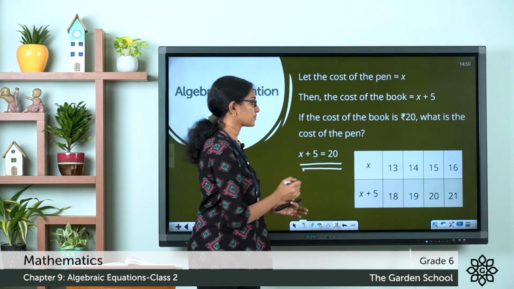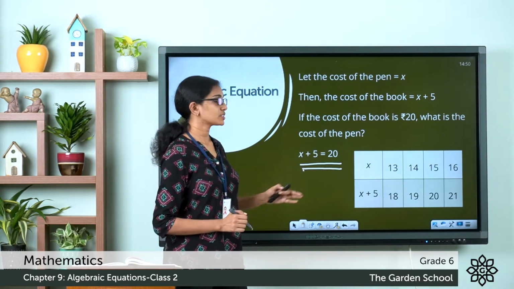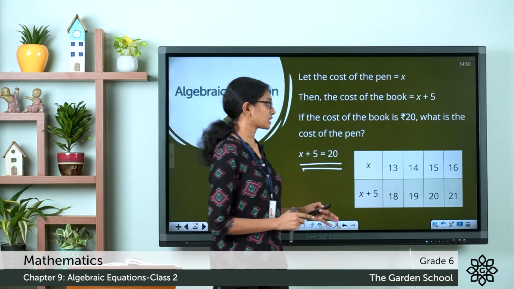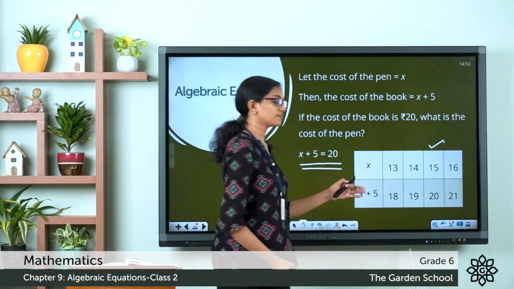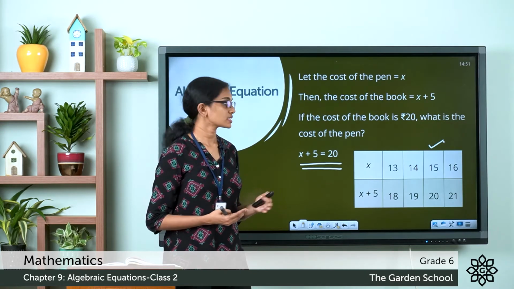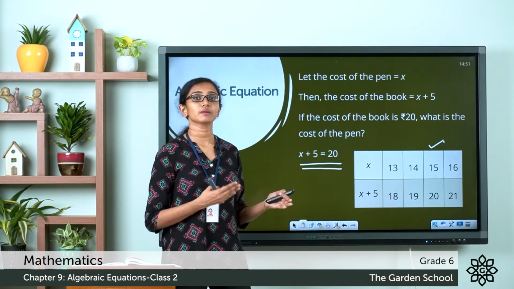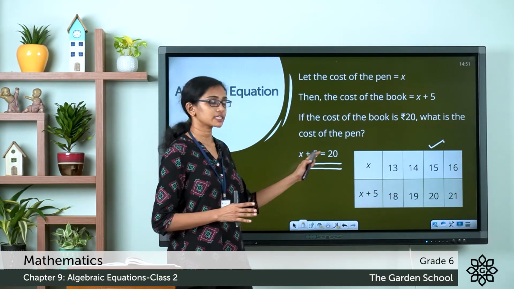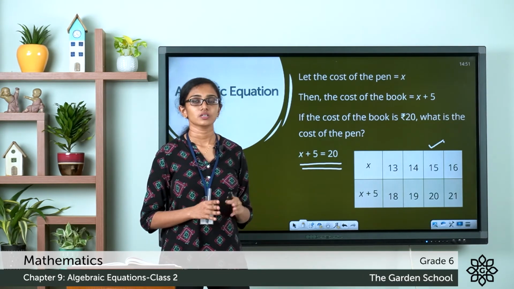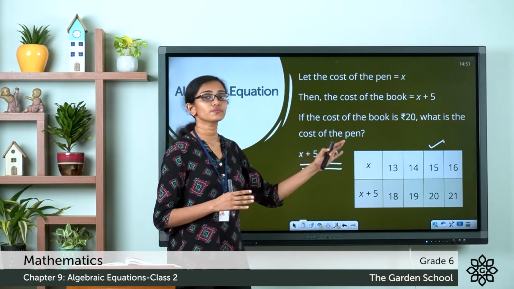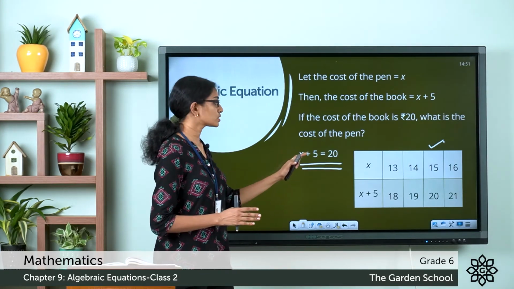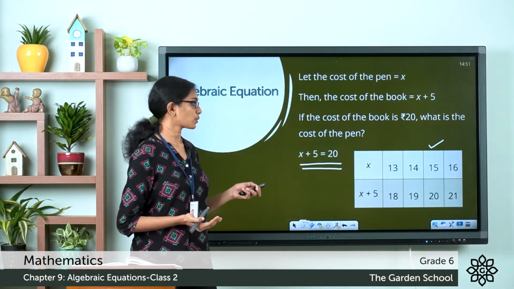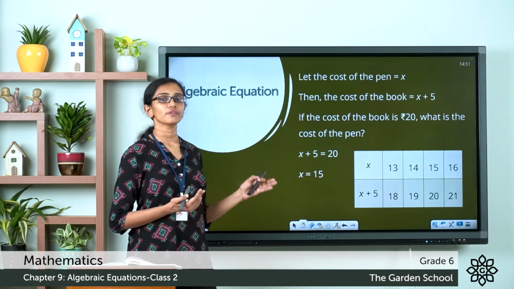So when you observe this table here, you can see this condition, that is x plus 5 equal to 20. This condition here is satisfied only with a single value of x, that is when x is equal to 15. When x is equal to 15, x plus 5 becomes equal to 20. And that is the only value for x which satisfies this condition. So we can say x equal to 15 is the solution to this algebraic equation here. So what is the solution for this equation? X is equal to 15.